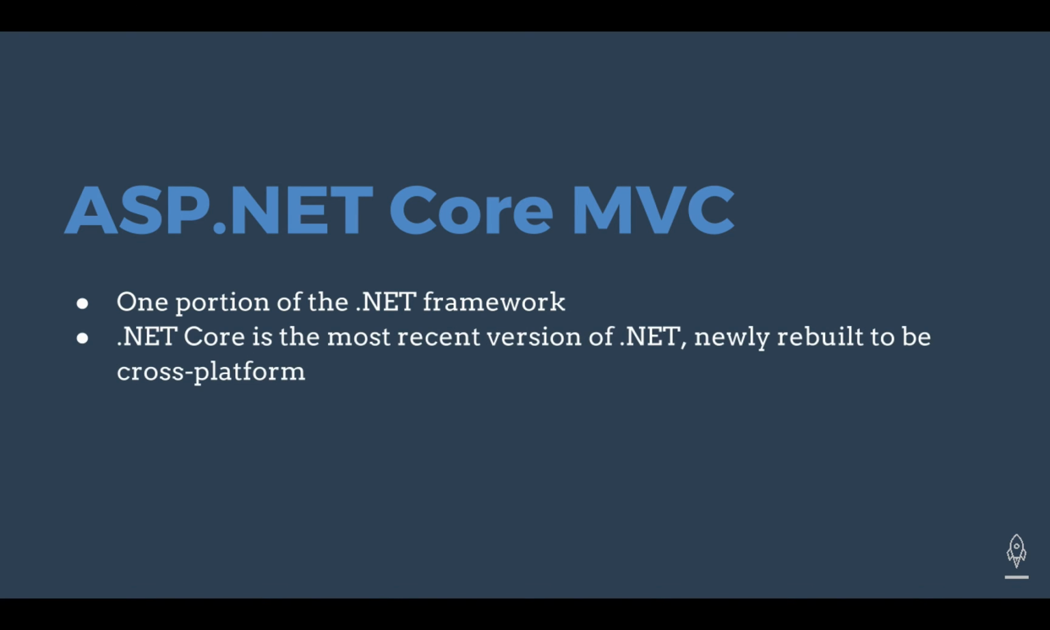When we say Core, that's referring to the version of .NET. So .NET Core is the most recent version of .NET released by Microsoft. Compared to previous versions, it's been heavily rebuilt to be cross-platform, so it's the first really cross-platform version of .NET released by Microsoft. And as of early 2017, it's still relatively new.